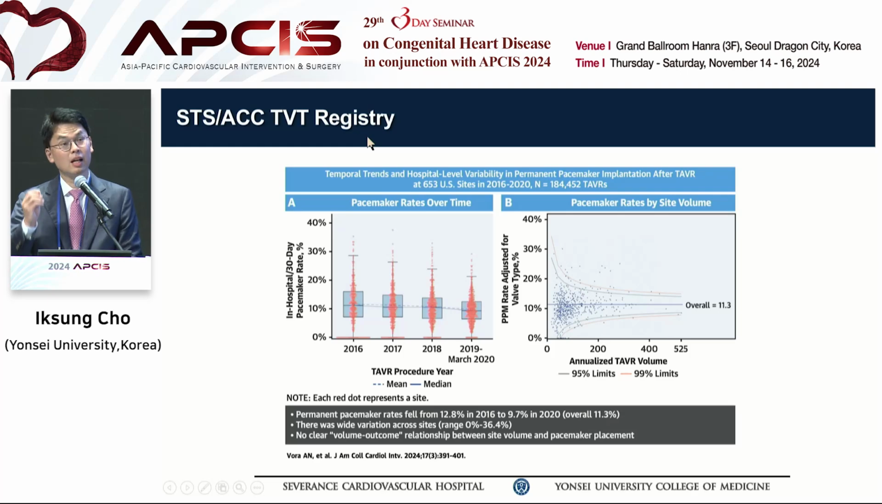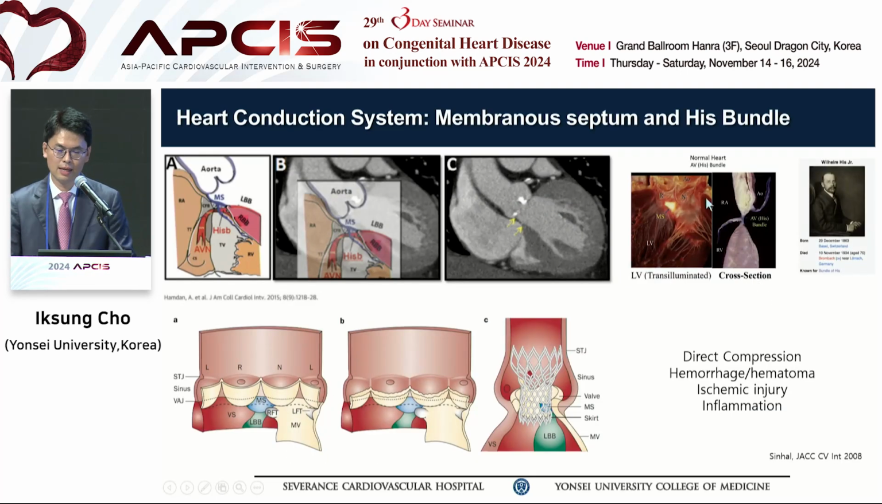For the conduction abnormality, even though permanent pacemaker implantation after TAVR is decreasing, there is still around a 10% rate of permanent pacemaker implantation after TAVR. So this is one of the things that we have to overcome. Why does this kind of conduction abnormality happen after TAVR? This originates from the anatomic structure.